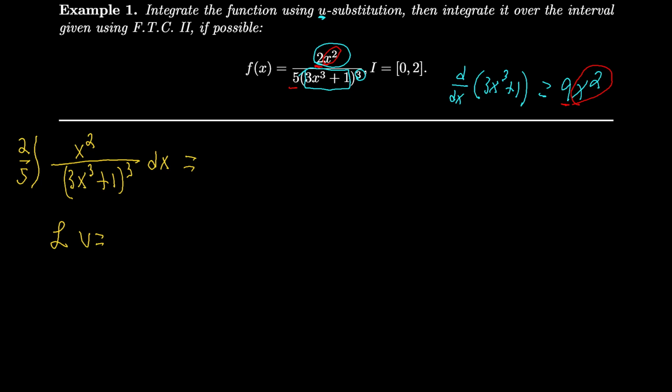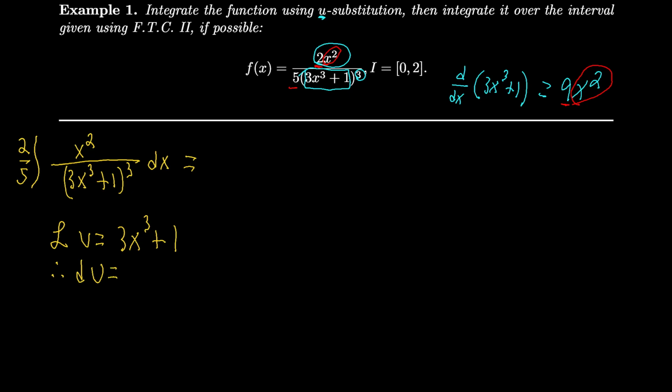But when you're doing it on paper, you have the advantage of being able to see this. So let u be the thing that you want to take the derivative of. 3x cubed plus 1, the whole thing. 3x cubed plus 1, okay? Therefore, we say du, and again, don't trouble yourself trying to find the therefore and all that in LaTeX.